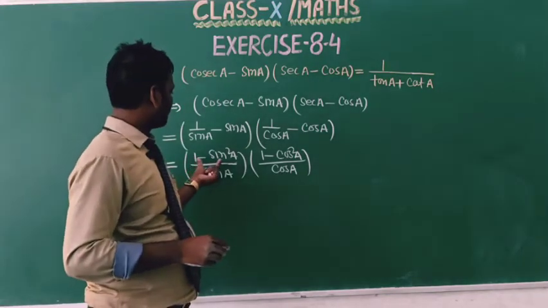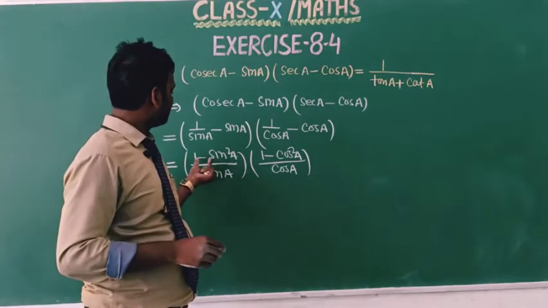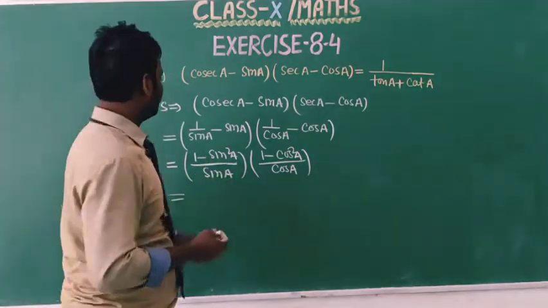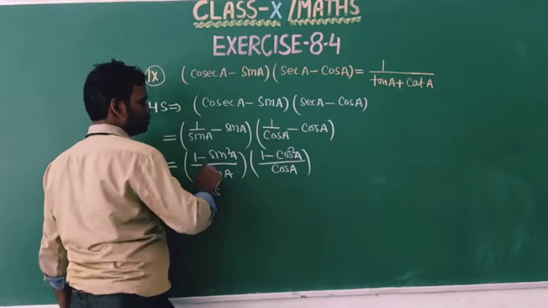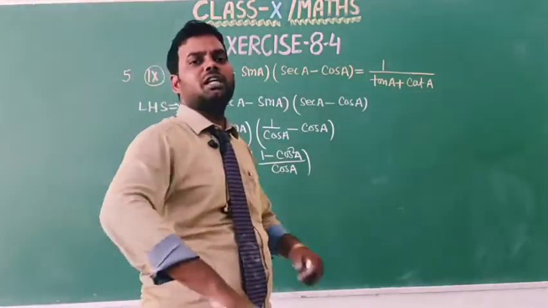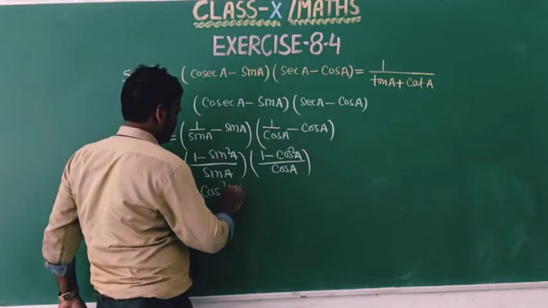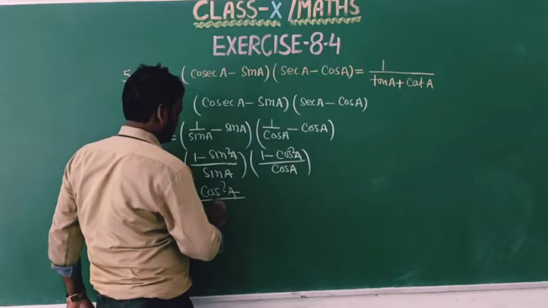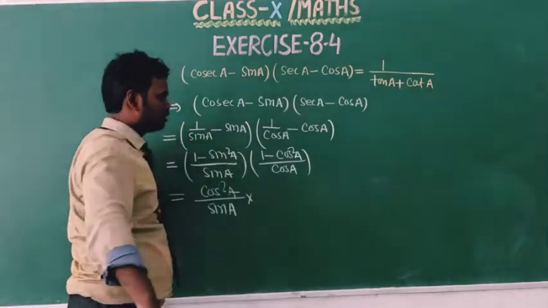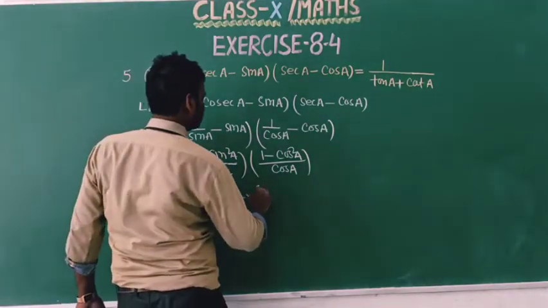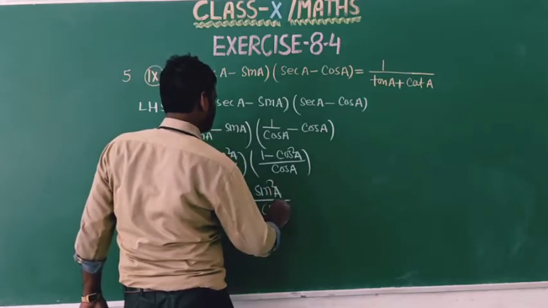so this is the cos square identity. Using the identity sin square theta plus cos square theta equal to 1, 1 minus sin square A becomes cos square A, and this is sin A, and 1 minus cos square A is written as sin square A, and this is cos A.